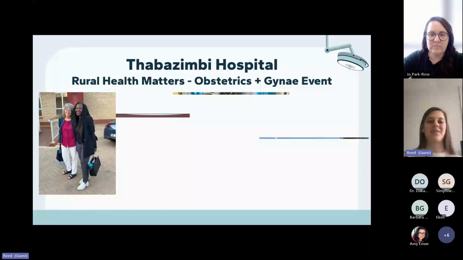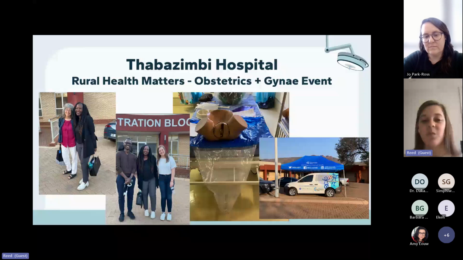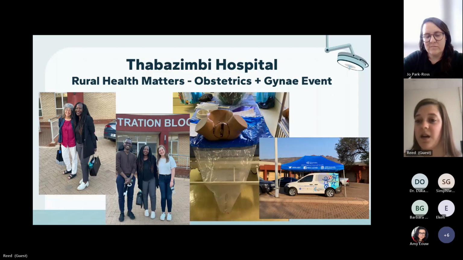Salome and I yesterday got back from Limpopo at the Tabazimbi Hospital for a Rural Health Matters Obstetrics and Gynae event. This was a really great experience for me to see what a rural hospital in Limpopo looks like, as well as witness the skills sharing that happens through the implementation program, or that's similar to what the global surgery implementation programs do.